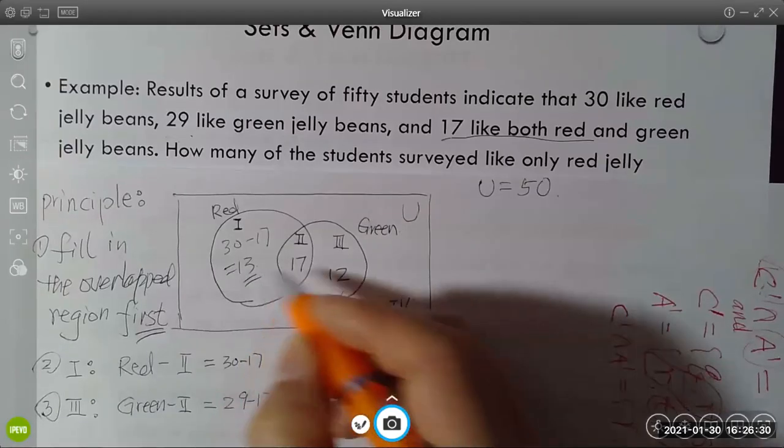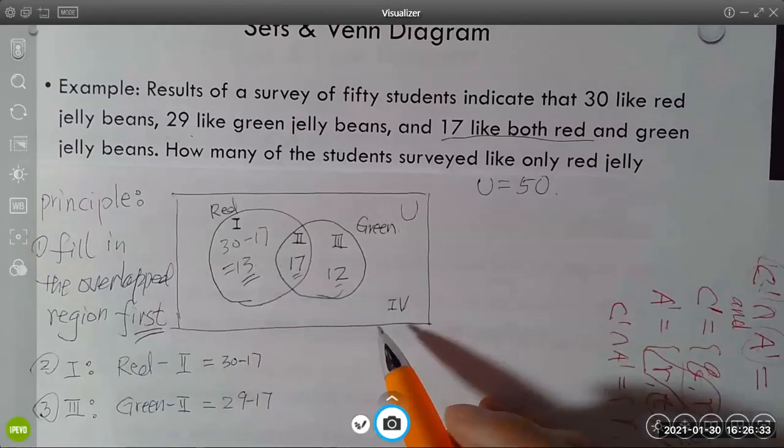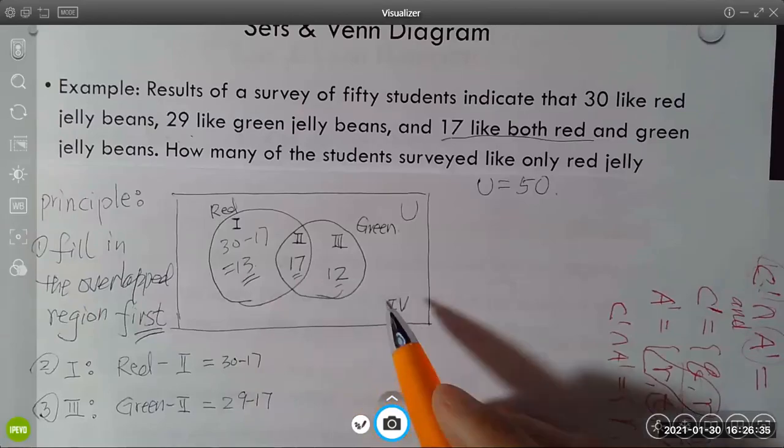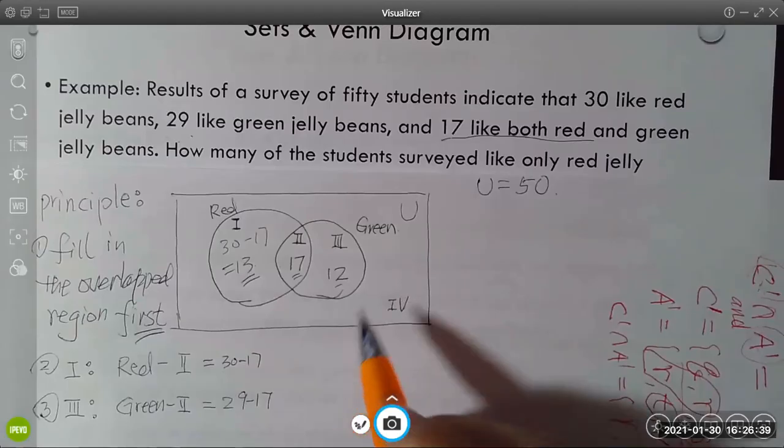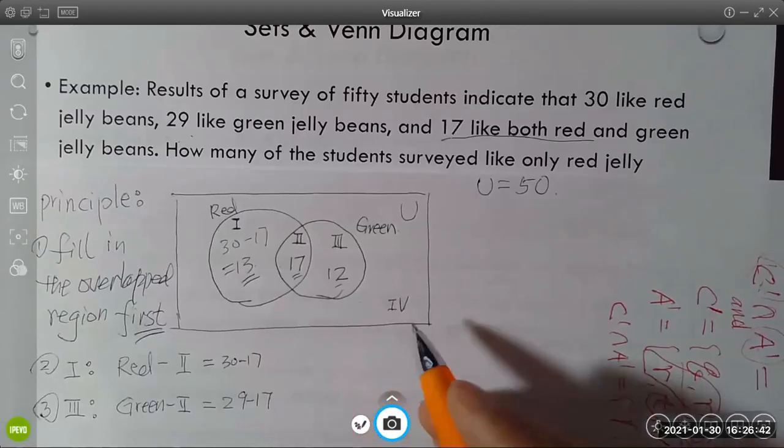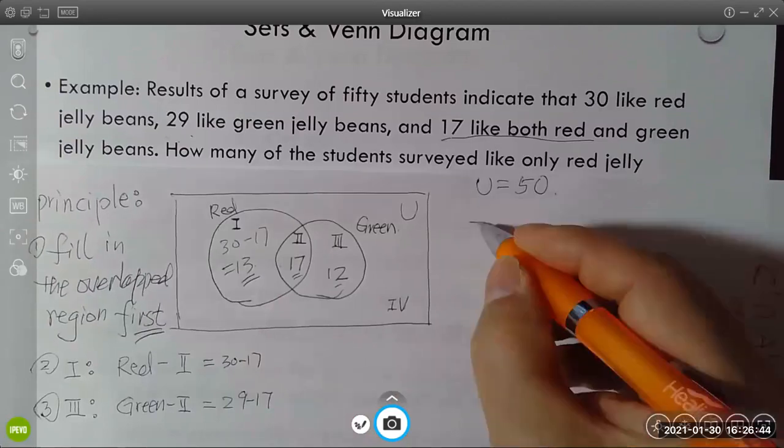Now, we can actually answer questions now, but this is a demonstration of how to solve this survey problem. So I'm going to go ahead and finish this whole process. Now, how do we figure out region 4?